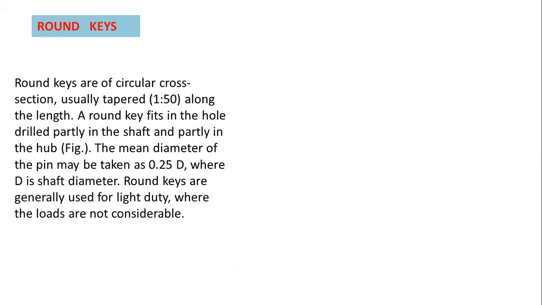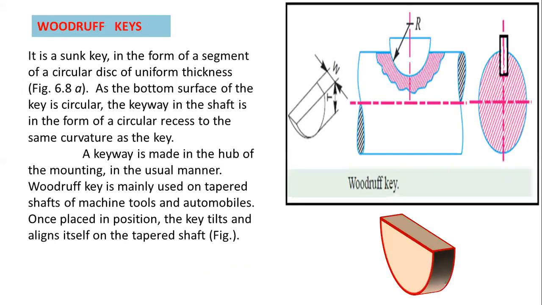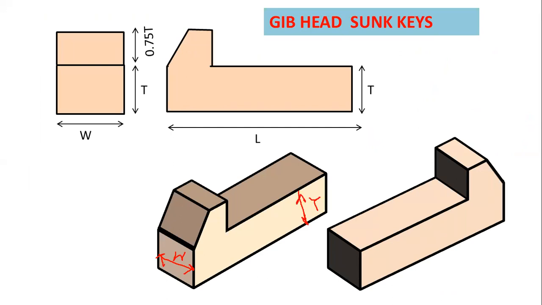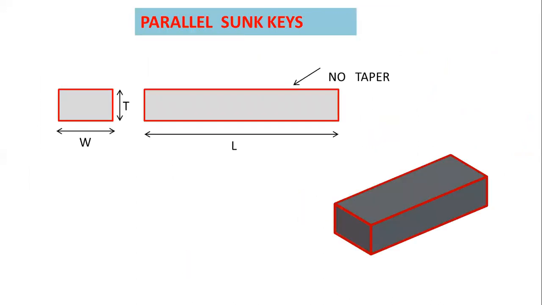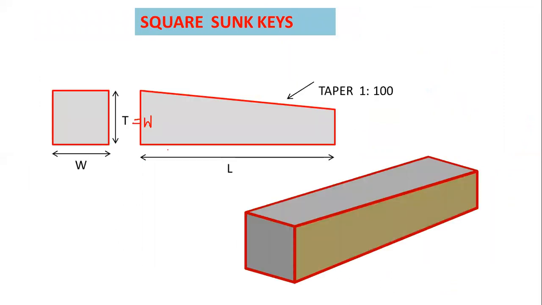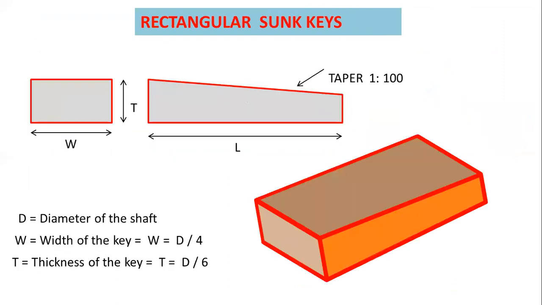Round key, and this one also round key. This one is a Woodruff key. This one is a gib head sunk key. This one is a parallel sunk key. This one is a square sunk key. This one is a rectangular sunk key.